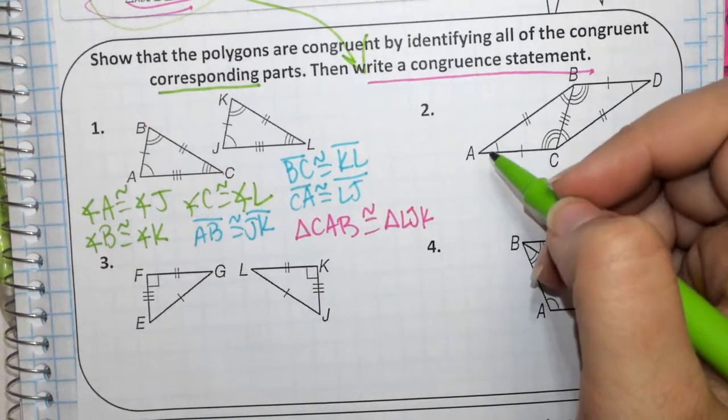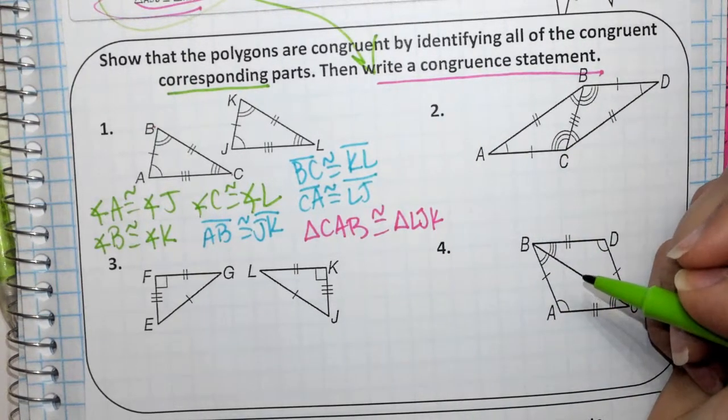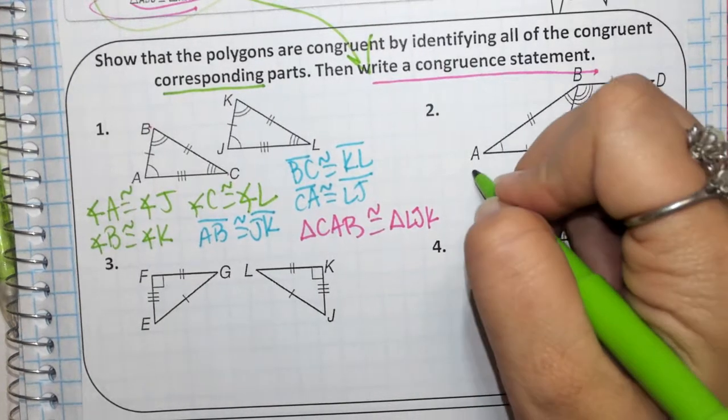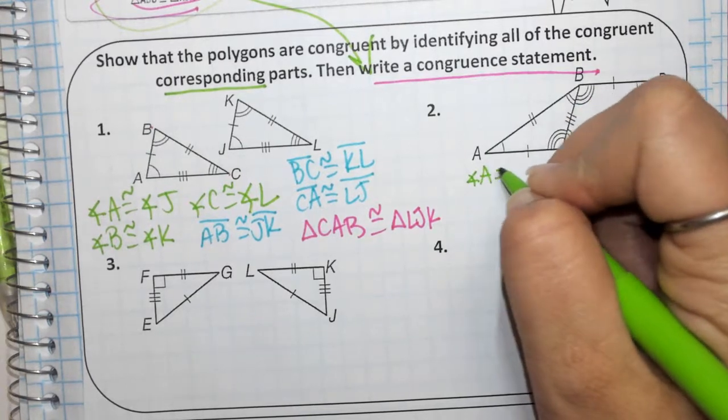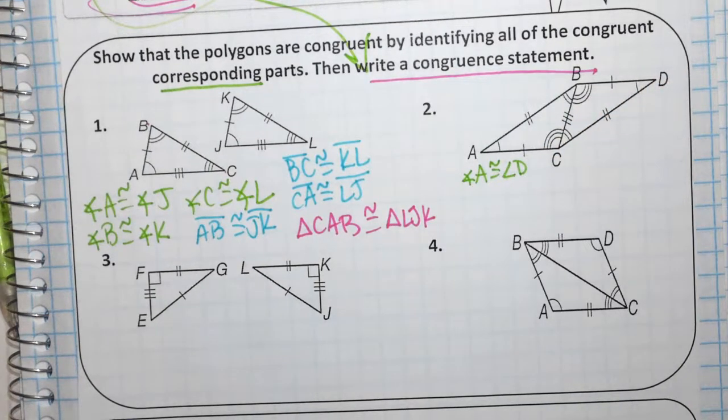All right, number 2. Are we ready for number 2, or do we need another minute? All right, angle A is congruent to what angle? Angle D. They have one rainbow.